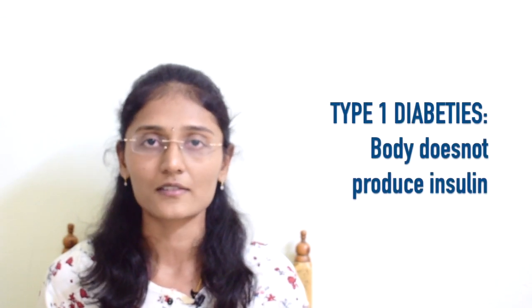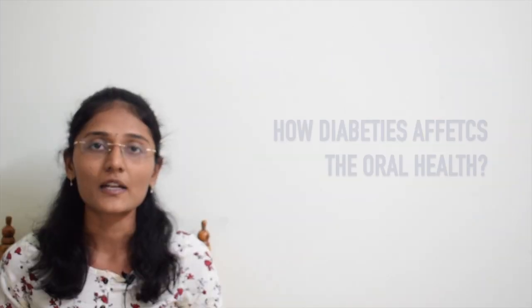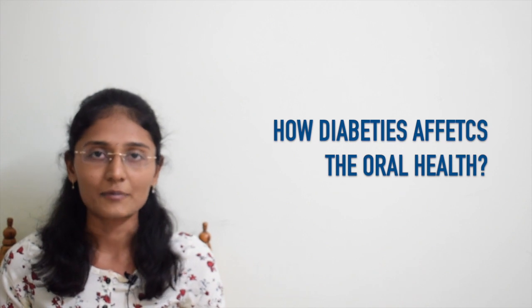from the blood. There are two types of diabetes, type 1 and type 2. In type 1 diabetes, the body does not produce insulin, and in type 2 diabetes, the body does not respond properly to insulin. In both cases, the result is an increased level of blood glucose, which affects the other organs of our body. So now let's see how diabetes affects our oral health.